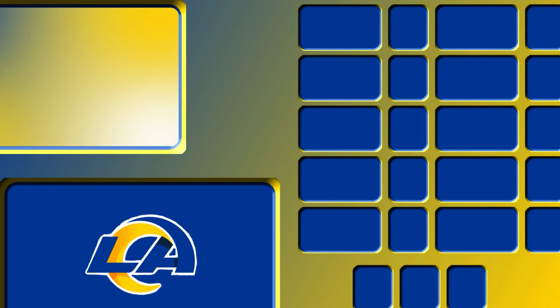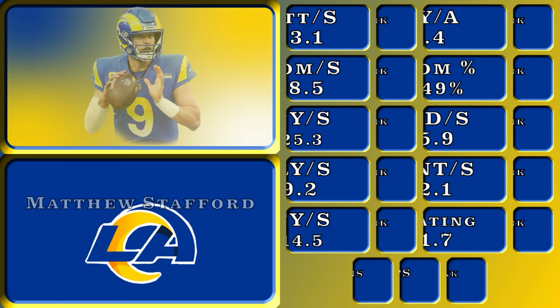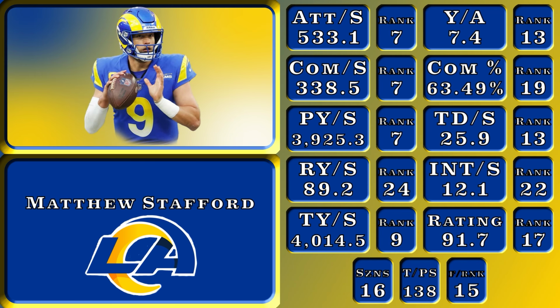The first thing you might notice about number 15 on this list, Matthew Stafford, is that he beat Baker Mayfield by 1 point. And as a passer, Stafford ranks 7th in passing and 9th in total yards. No doubt that's due to how long he's been in the league. In fact, he's only surpassed in longevity by one other quarterback.